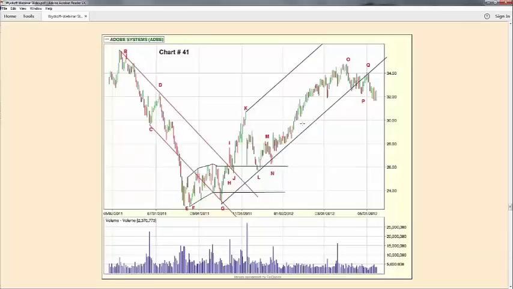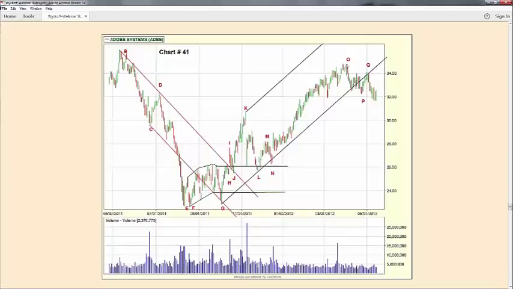You'll notice here that this is point O. This is our first objective. Okay, this is the objective that we got from here over to here. Even though Adobe went higher, this would not have been a bad place to close the position because we've also broken our trend channel. I would probably close the position.